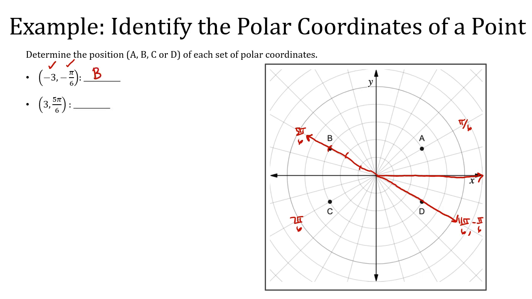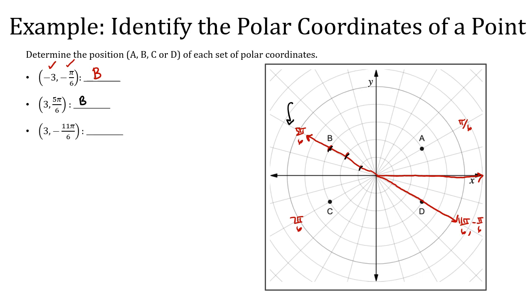All right, let's look at another one. 3, 5 pi over 6. Well, 5 pi over 6, I'm going to change to a different pen color. 5 pi over 6 we know is in the second quadrant, and we already have a directed line segment there. And so now we just need to go to a radius of 1, 2, and 3. It's a positive 3, so we're going to stay on that side, and so it looks like this one is also at B. So two different ways of writing that point.